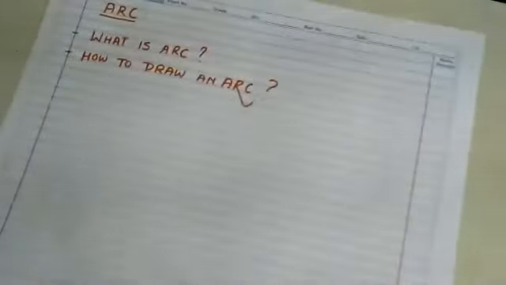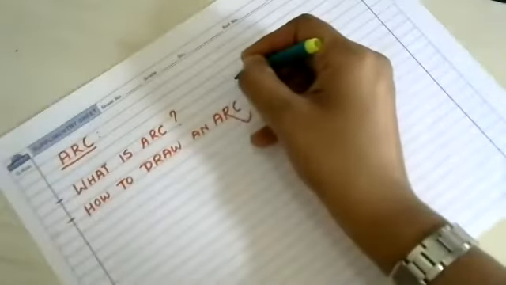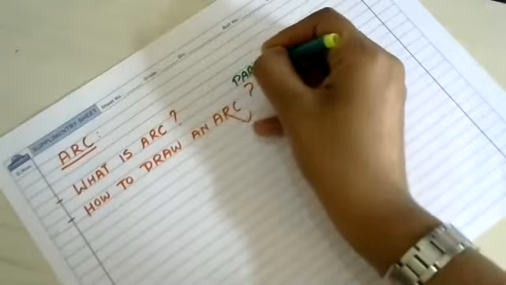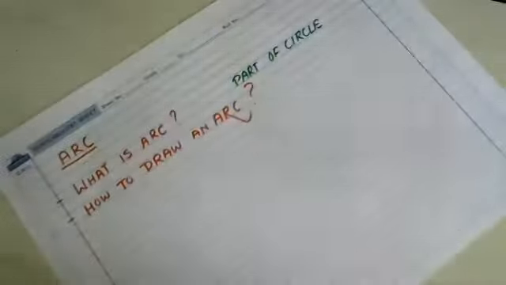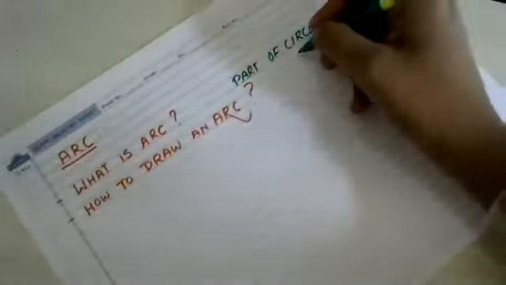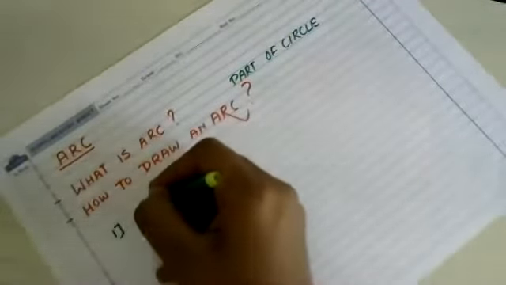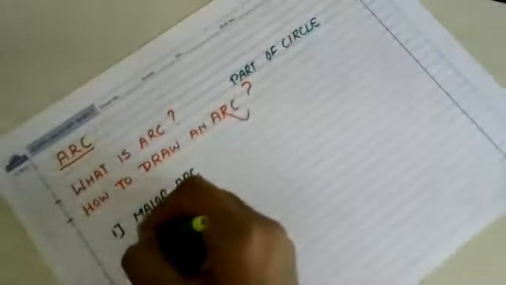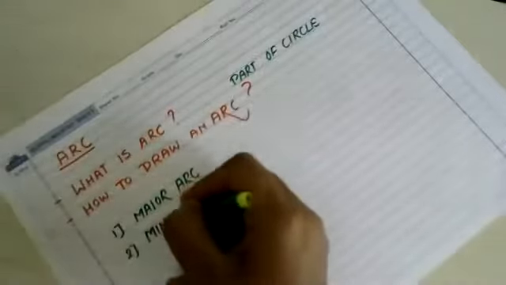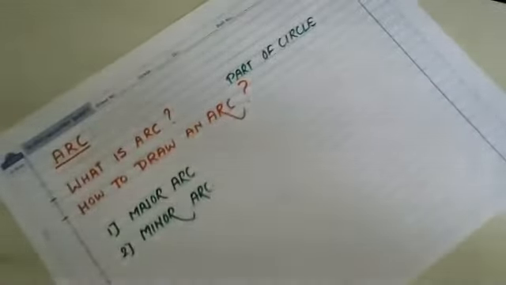There are two types of arc. One is major arc and one is minor arc. What is an arc? An arc is nothing but a part of a circle. And how to draw an arc, that we will see. First, we will see what the types of arcs are. One is major arc and second is minor arc. These are the two types of arcs.